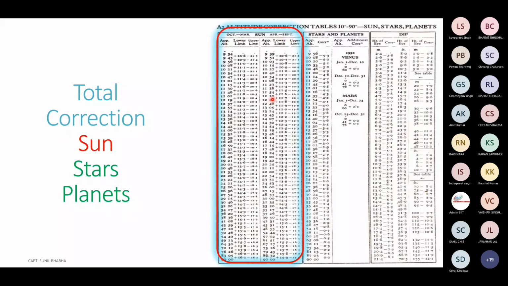Enter with apparent altitude. Out of these 2 corrections, pick up the correction for the limb which is given in the question. Lower limb corrections are positive, upper limb corrections are negative.